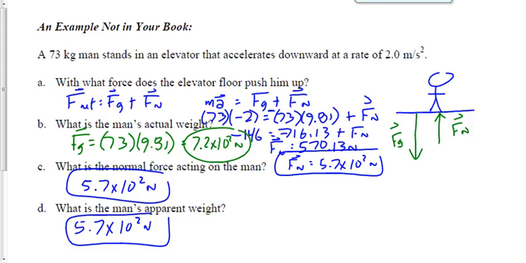You guys ever been in one of those elevators that just drops out from underneath you and it feels like your stomach goes up into your throat? You feel lighter there. And that's because the normal force isn't as big as when you're just standing on the ground. It's not as big as gravity. All right?